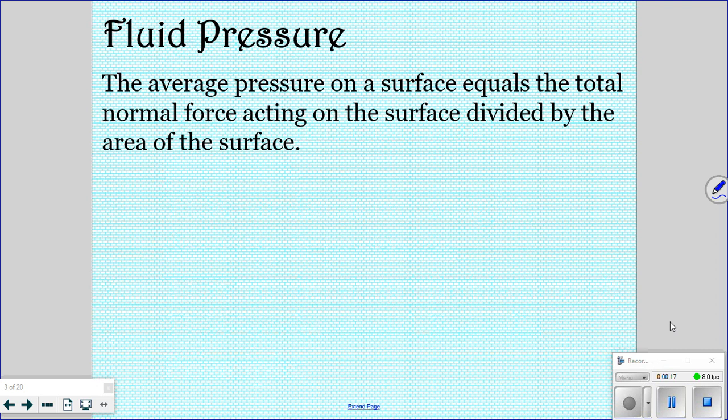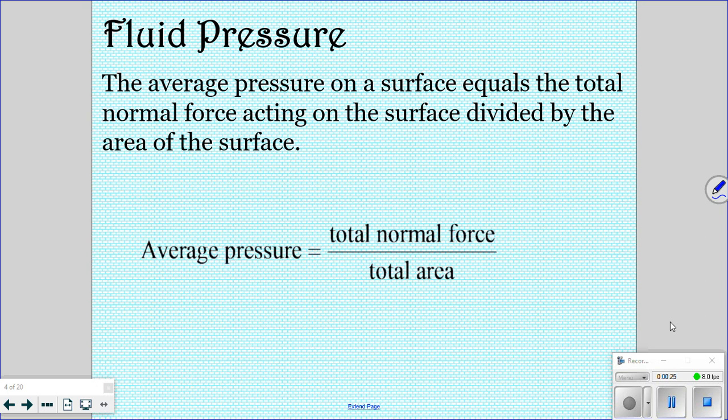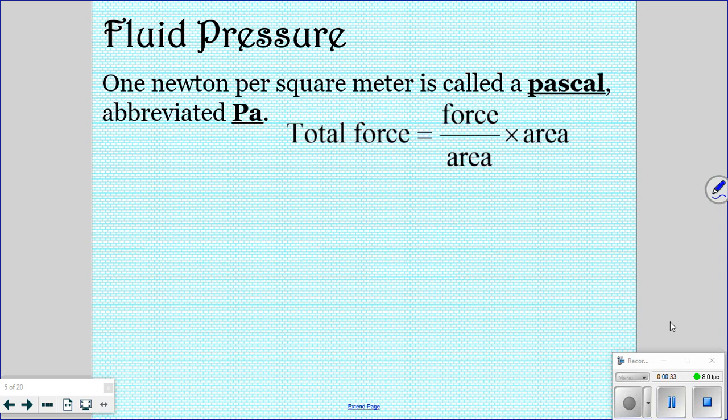Your average pressure on a surface equals the total normal force acting on the surface divided by the area of the surface. So that's going to give you this formula here. Your average pressure is the total normal force divided by the total area. 1 Newton per square meter is called a Pascal, and it's abbreviated Pa. So your total force is the force over area times area.